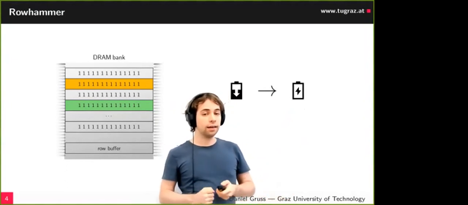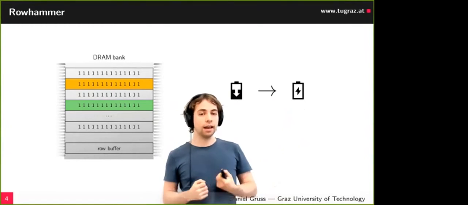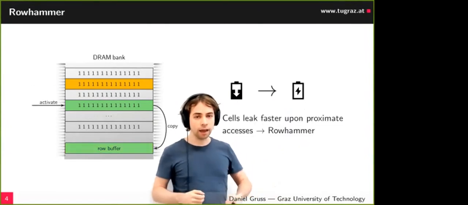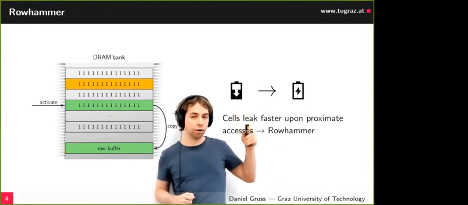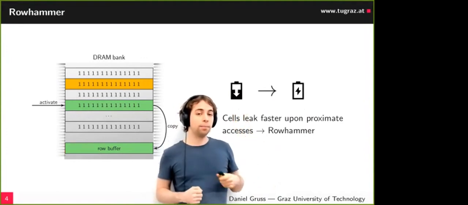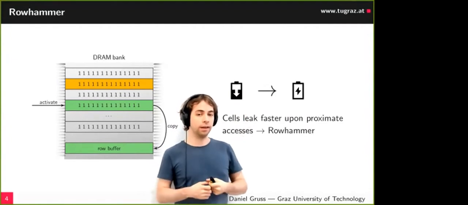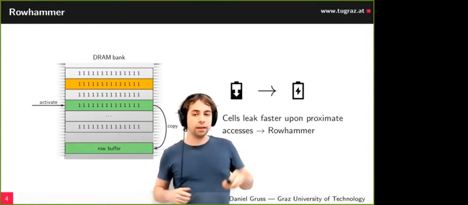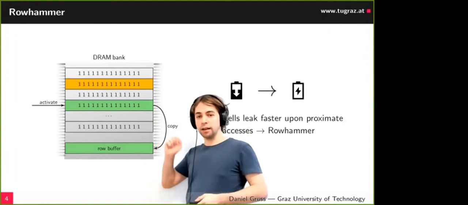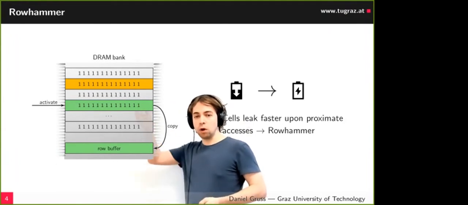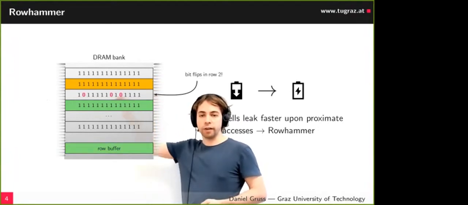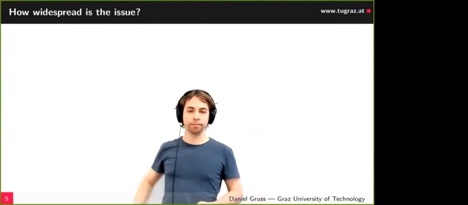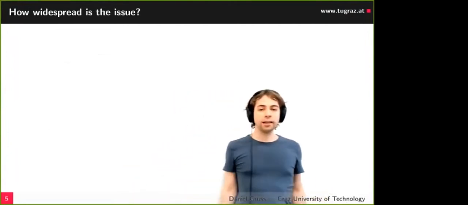There's a second effect, and this is the so-called rowhammer effect. The rowhammer effect will cause leakage from capacitors if you access capacitors that are in proximity. And if you exploit that, for instance, like here, you copy a row into the row buffer, then you access a different one, and then again and again, in the middle row after some time, you will have bit flips.